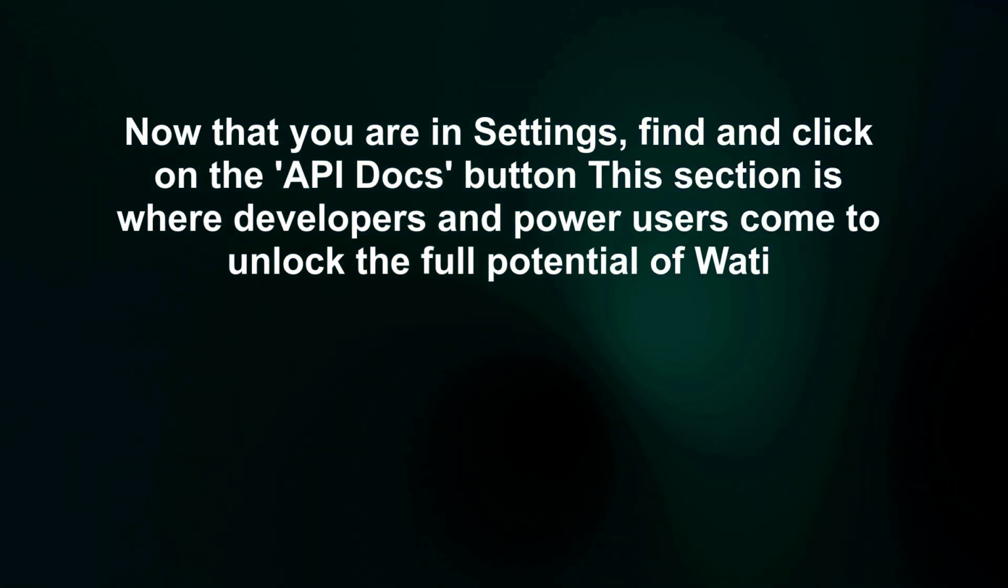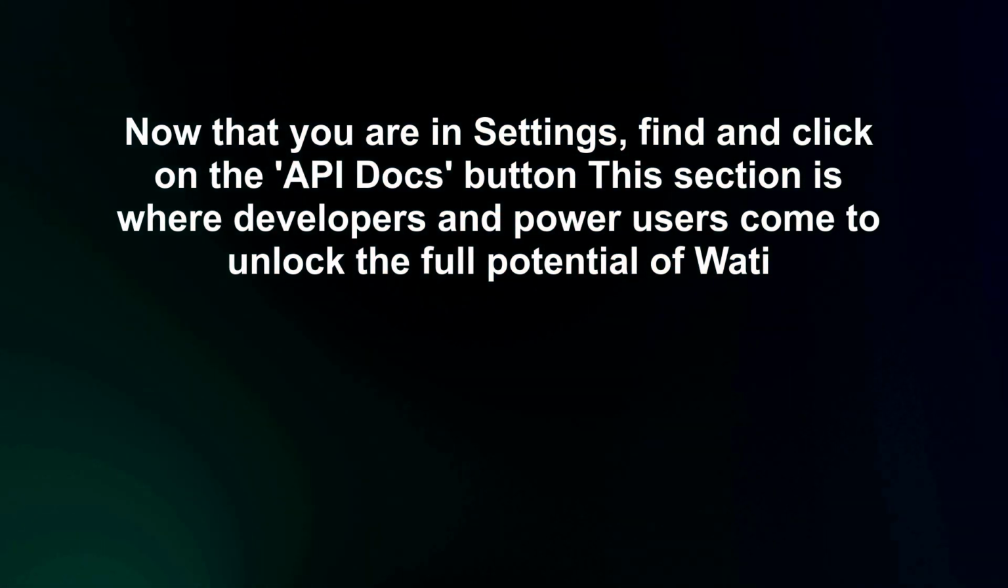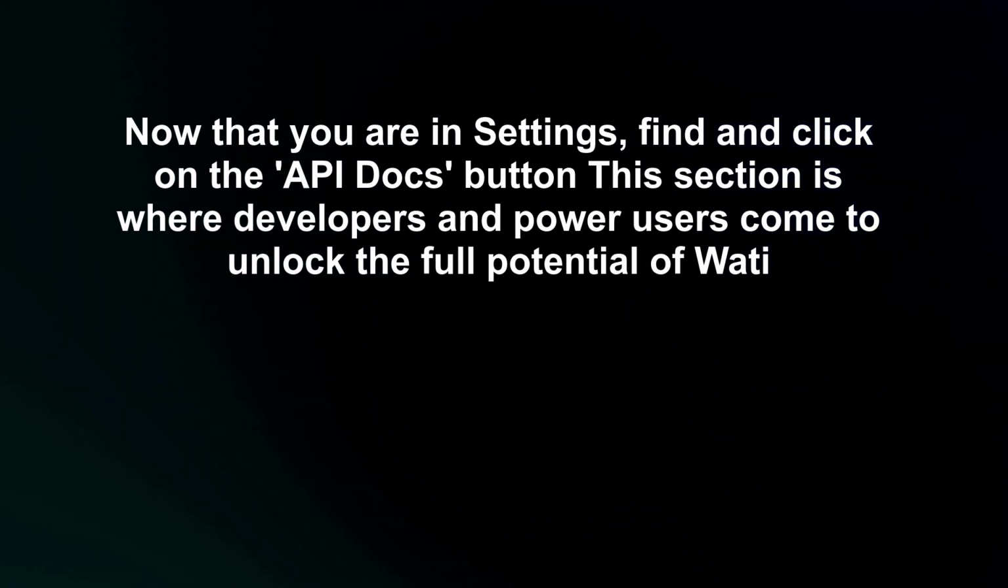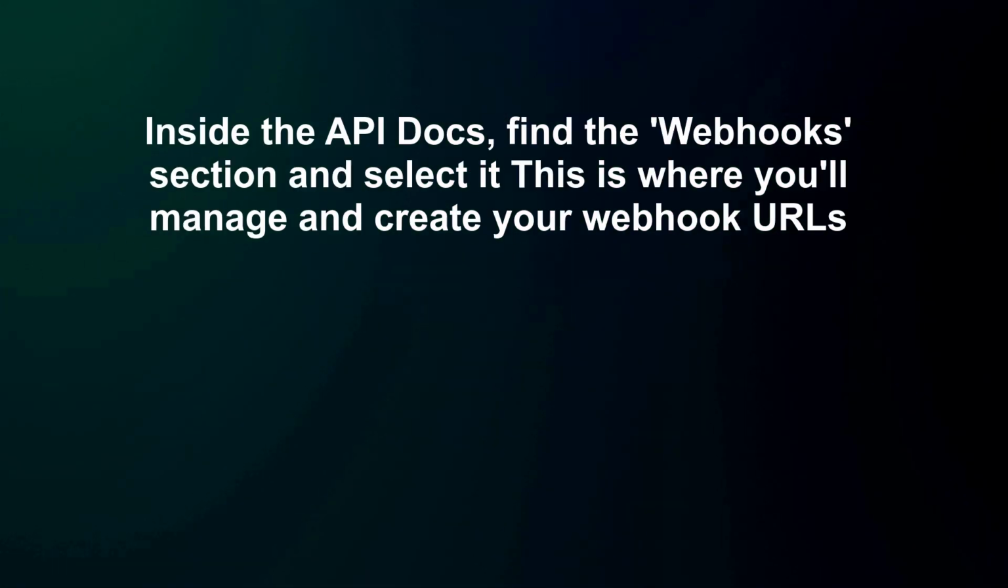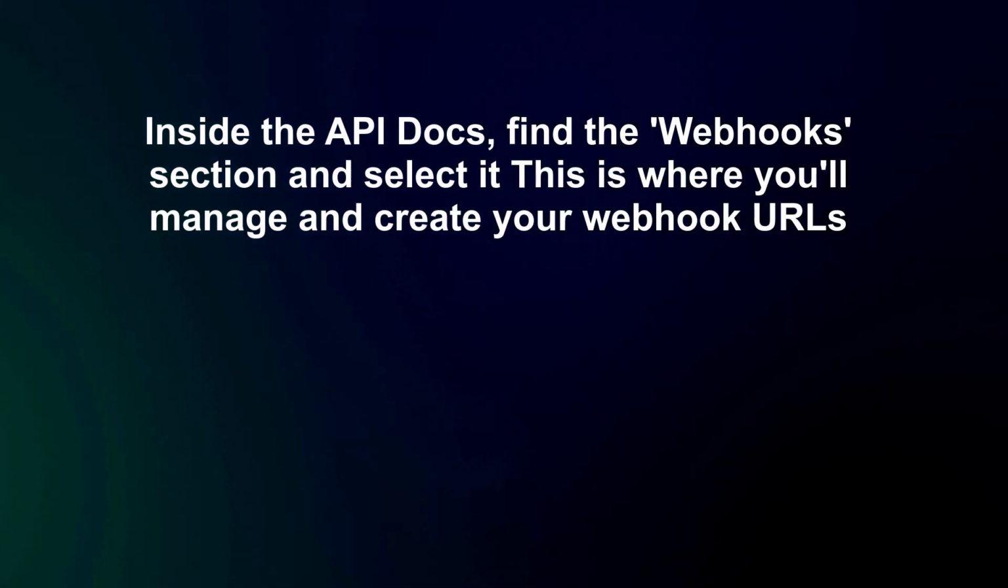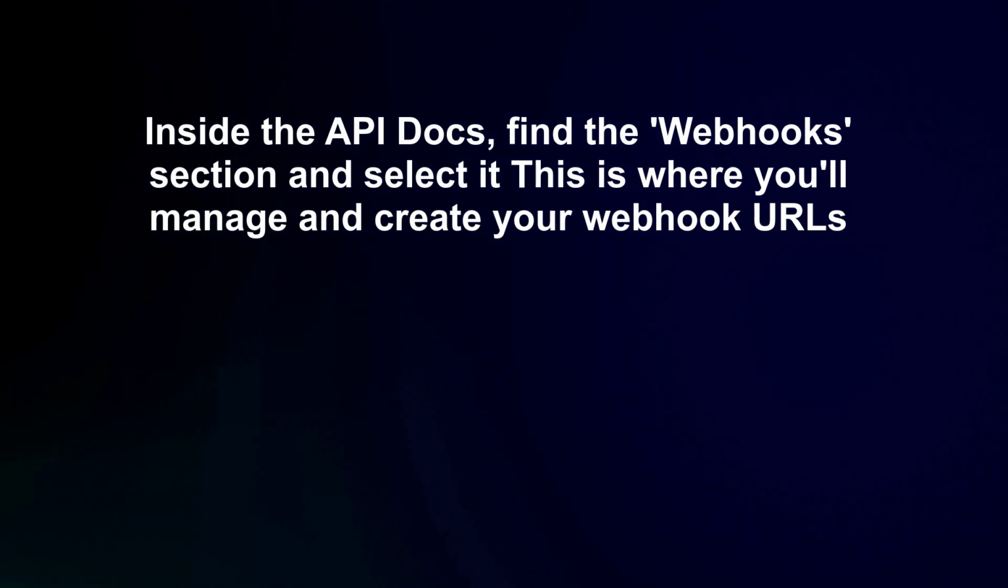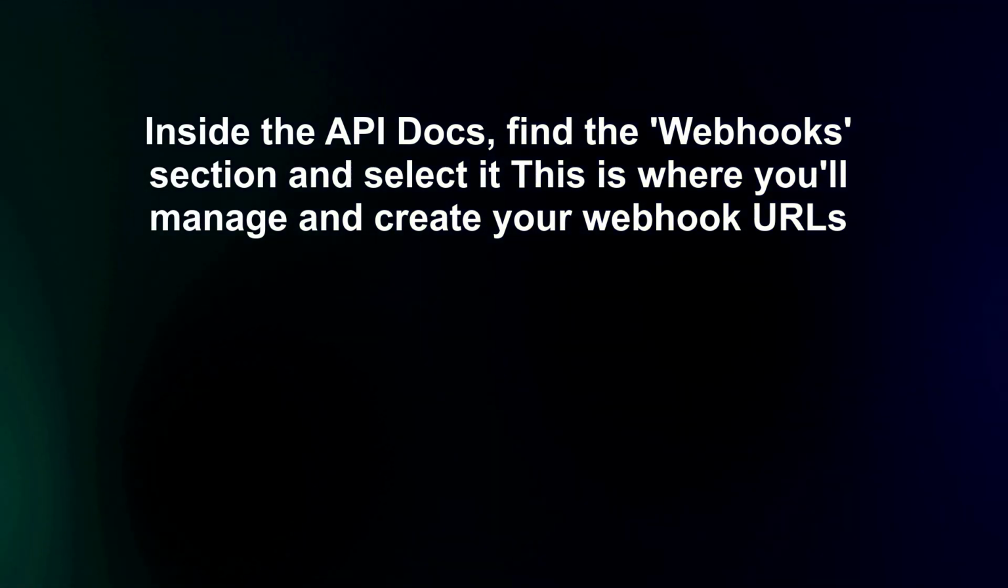Now that you are in settings, find and click on the API docs button. This section is where developers and power users come to unlock the full potential of Wati. Inside the API docs, find the webhooks section and select it. This is where you'll manage and create your webhook URLs.